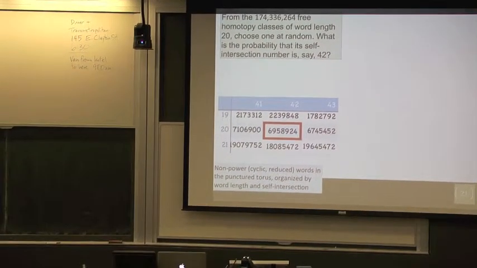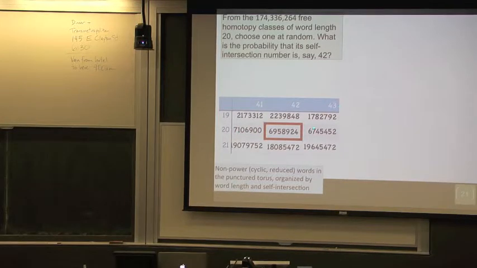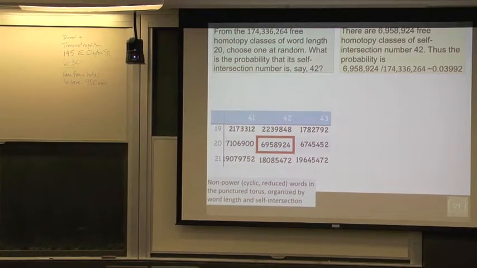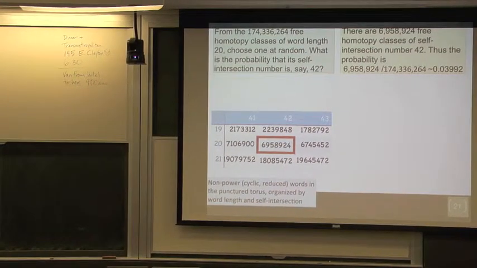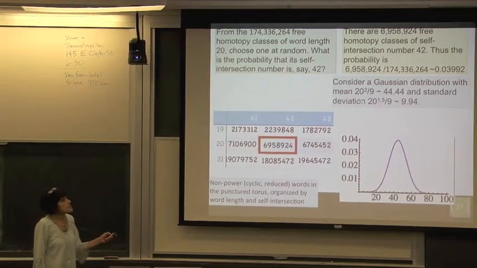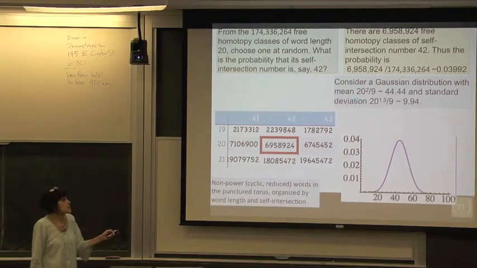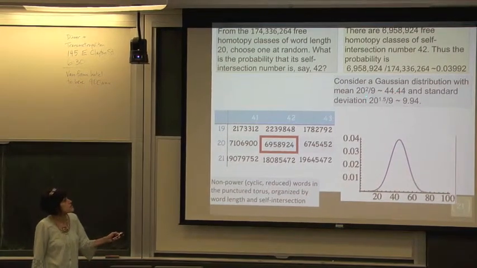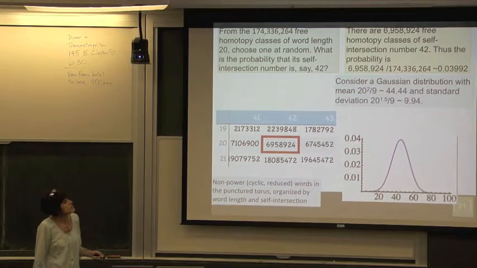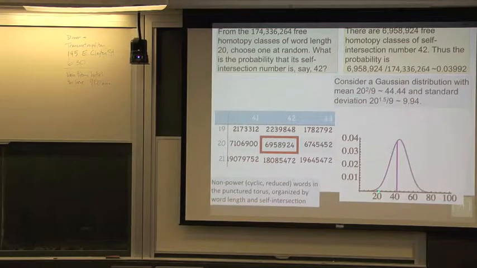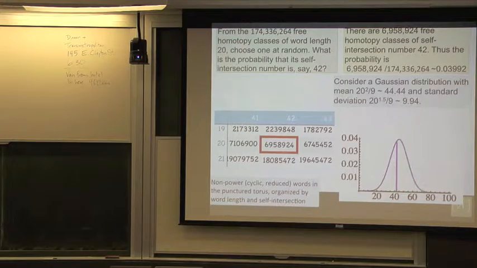I have this table, I computed up to 20, so you look at how many you have, and then you look at the total, and you make a proportion, and you get 0.03 something. So that's the probability. Now, just indulge me. Suppose now we look at a Gaussian distribution, and suppose that the mean is 20 squared divided by 9, something about here, and the standard deviation is 9.94, etc. And I'm going to compute the area under the curve between 41.5 and 42.5.